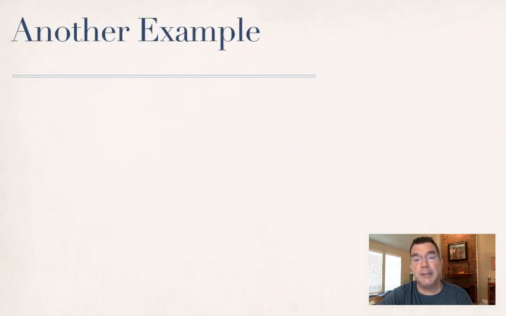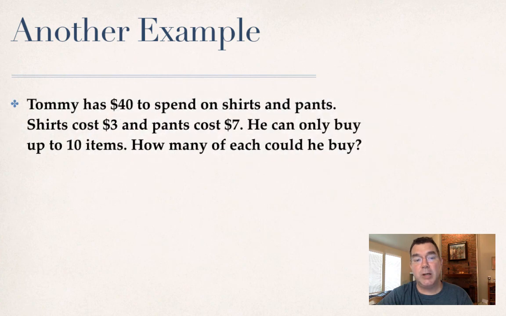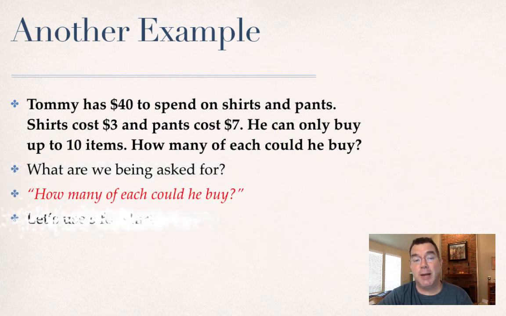Okay, here's another example. Tommy has $40 to spend on shirts and pants. Shirts cost $3 and pants cost $7. He can only buy up to 10 items. How many of each could he buy? So what are we being asked for? How many of each could he buy? So I'm going to use S to represent the number of shirts he could buy and P to represent the number of pairs of pants that he could buy.